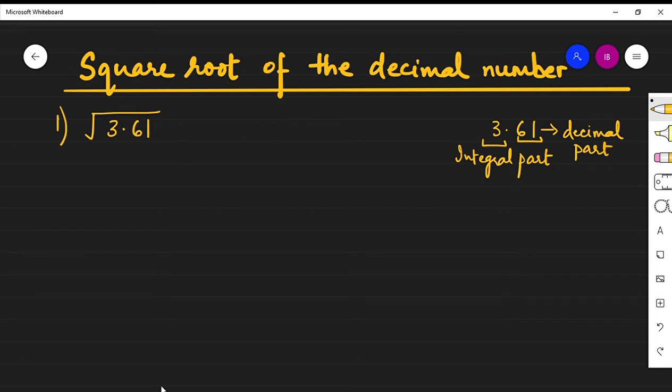How do we put the bars in the decimal number whose square root is required to find out? On the integral part, we put the bars as usual, moving from right to left. But when we move on to the decimal part, we put the bars on every pair of digits starting from the first decimal place. So after decimal, 6 is at the first decimal place. So put the bar like this.